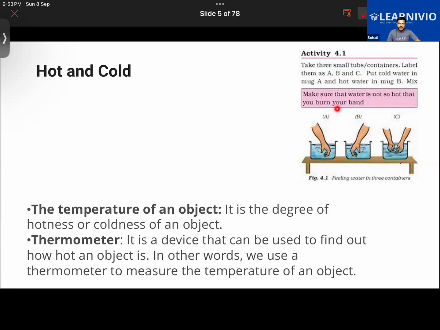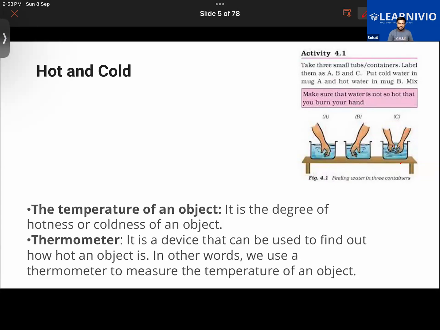We had taken three water containers. In the first one, cold water is put. In the second one, hot water, while in the third one, lukewarm, normal water is put. So we dip one hand in container A, so our hand will be feeling cold, and the other hand will be feeling warm. But when we dip this hand into container C, it will be feeling warm, and when we put this hand in container C, it feels cold.